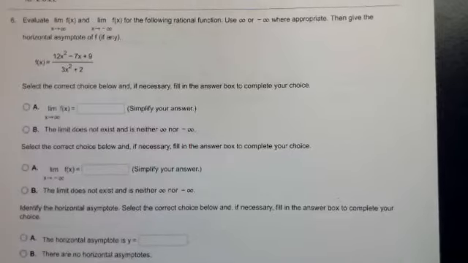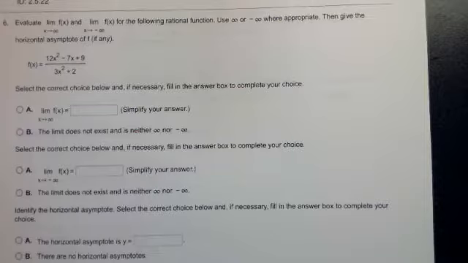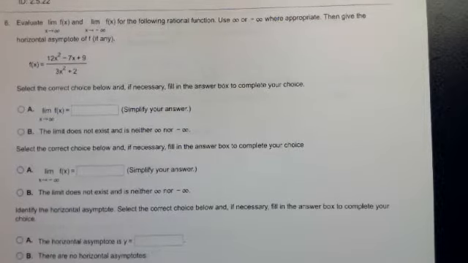All right, take a look at example 6. Say I want to evaluate, well, problem number 6, I should say: evaluate the limit as x approaches infinity of f of x and the limit as x approaches negative infinity of f of x for the following function. In this case, f of x is equal to 12x squared minus 7x plus 9 divided by 3x squared plus 2. We're going to use either infinity or negative infinity where appropriate, and then give the horizontal asymptote of that function, if there is one.